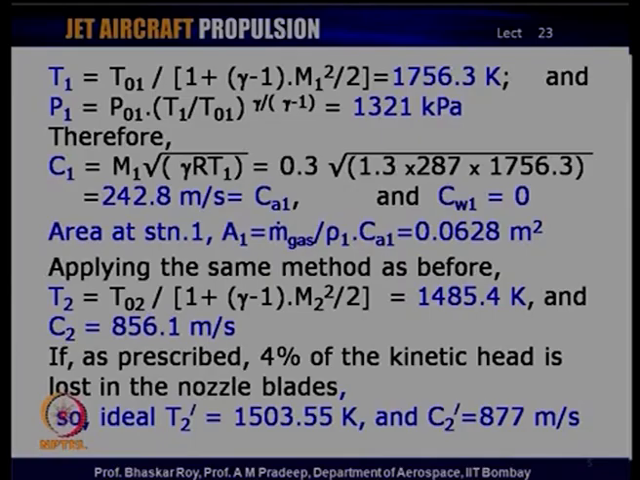Now, as prescribed, 4% of the kinetic head is lost in the nozzle blade. The nozzle loss coefficient was prescribed as 0.4, and that is corresponding to 4% of the kinetic head as per the definition of the loss coefficient, as a result of which we can do a reverse engineering and back calculate and find that the ideal T 2, T 2 prime, would have been 1503.5 K, and corresponding to that the ideal C 2 prime would have been 877 meters per second.